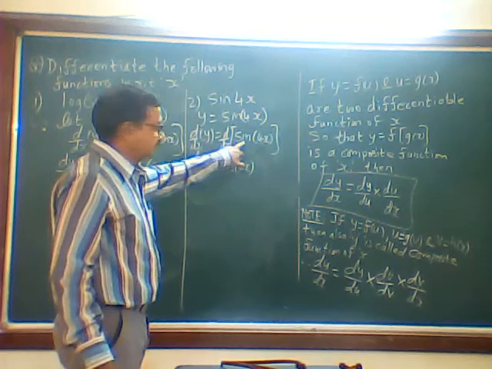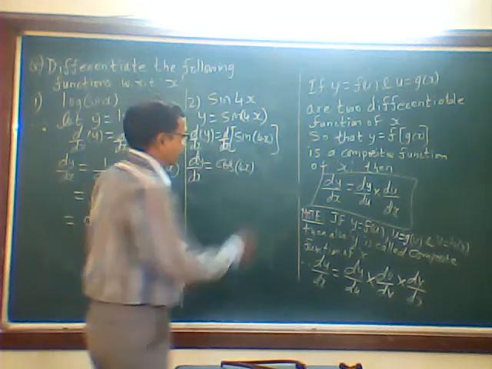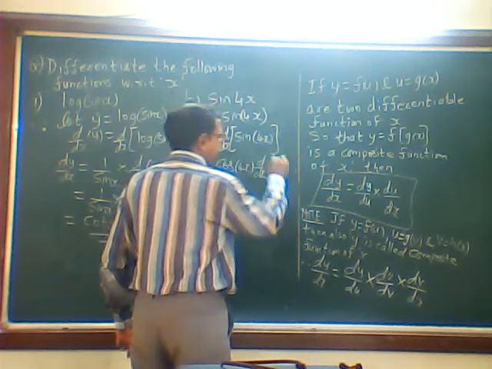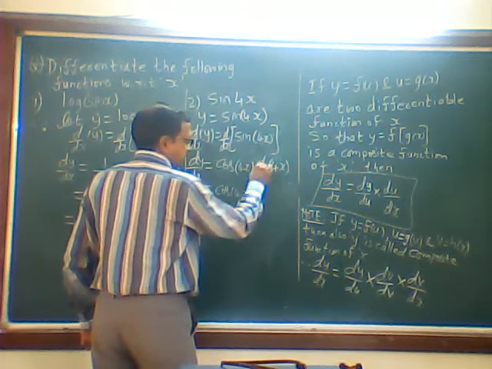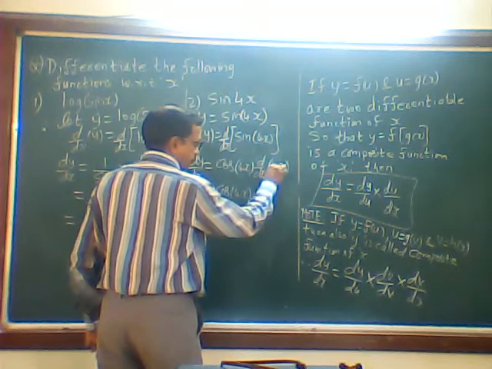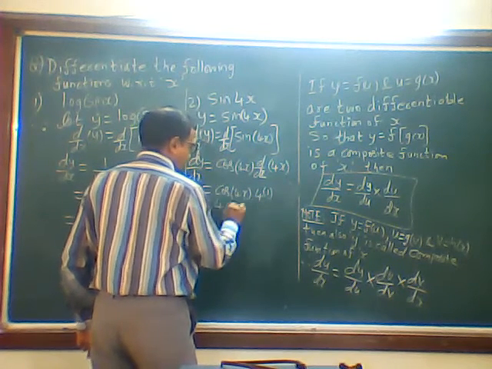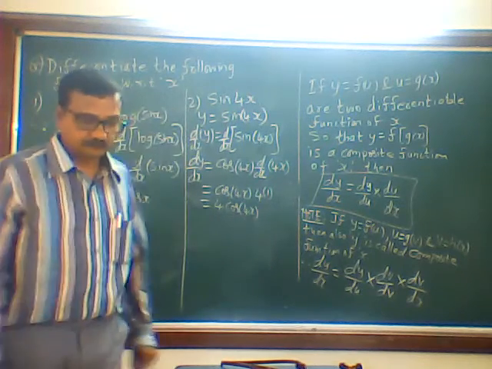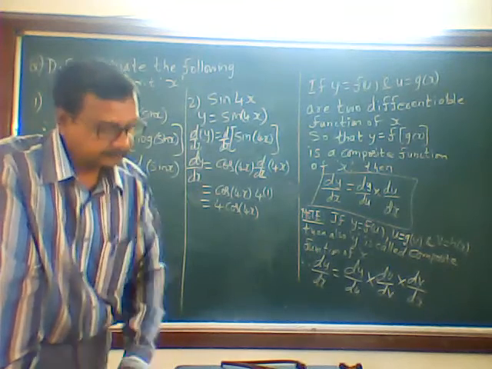So now sin differentiation is over here. Now we will move inside, d by dx of 4x. So cos of 4x as it is, into d by dx of 4x. 4 is constant, d by dx of x is 1. So it will become 4 times cos of 4x. Got it? That way it is. I hope you are getting it.